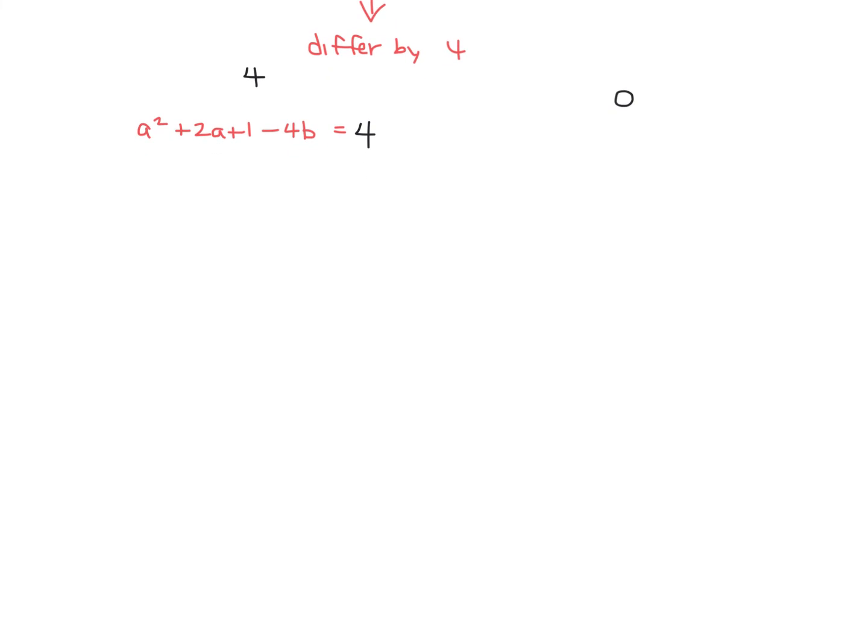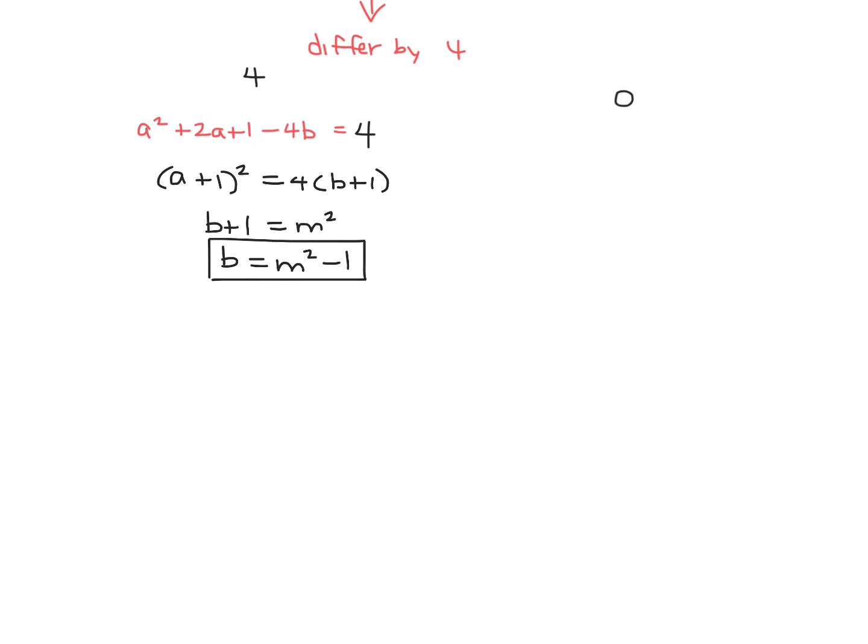So if that's the case, we can factor this: a plus 1 squared, and this side would become 4 times b plus 1. Now, this is a perfect square, so that means b plus 1 must be a perfect square as well. So b plus 1 must be a perfect square, so I'll call it m squared. Therefore, b is equal to m squared minus 1. So this is very important.